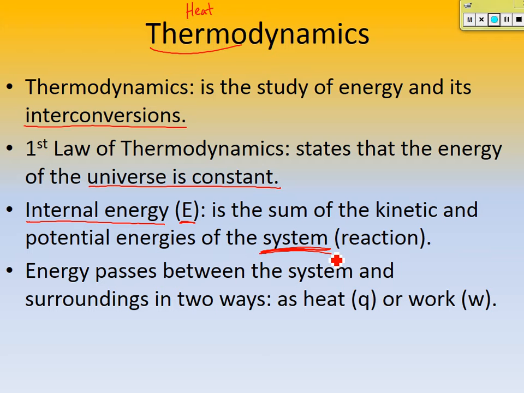Energy can pass between the system and the surroundings in two ways. As heat, which we talked about in the first lesson. Did we tell you that the symbol for heat is Q? So guys, when you see Q from now on in this chapter, you're thinking heat. That's what it means. Energy can pass between the system and the surroundings either as heat or as work. And work is given the symbol W, which makes sense.